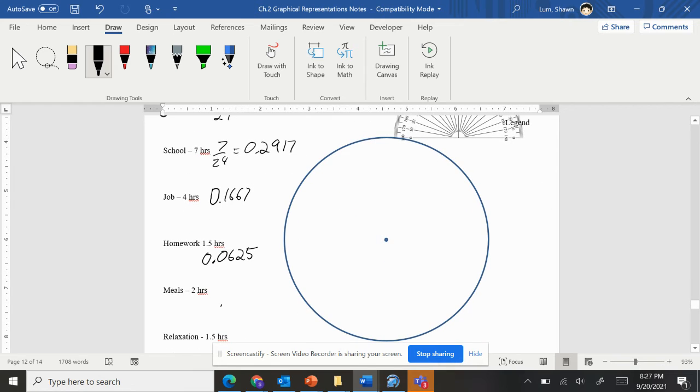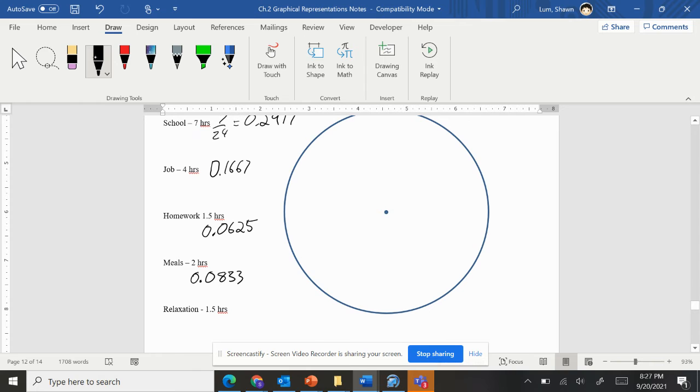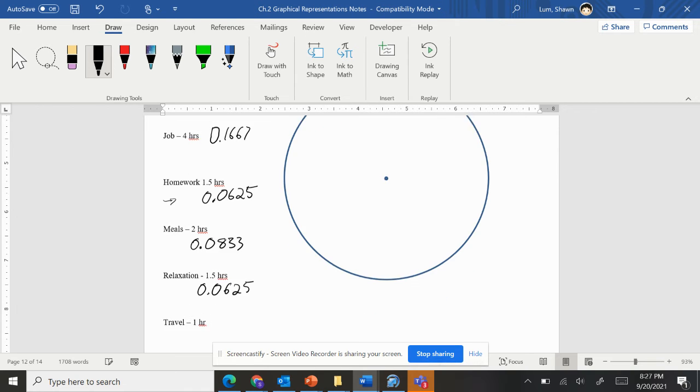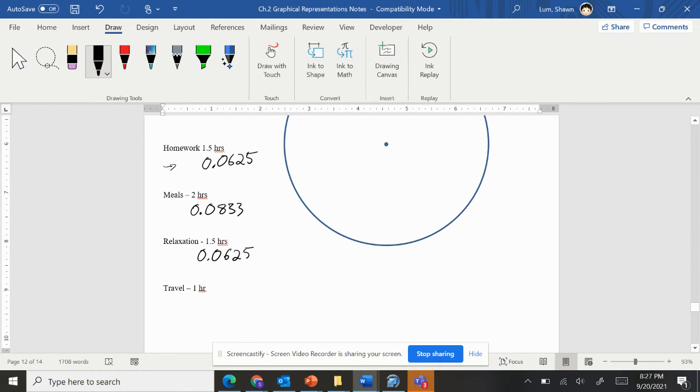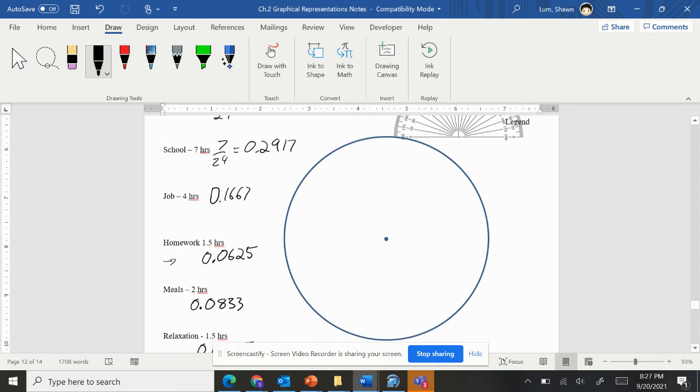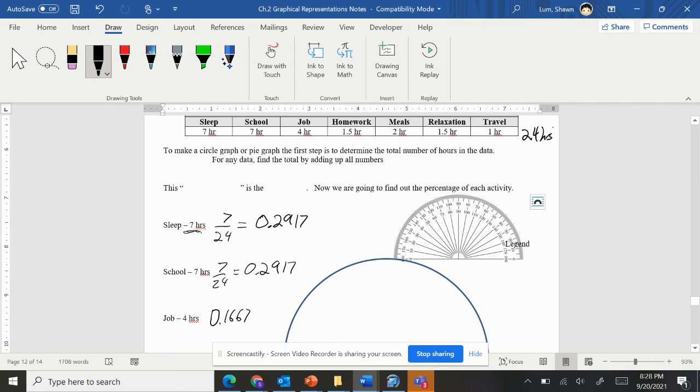Same thing for the next. 2 divided by 24 equals, and I get 8%, or 0.0833. And then I do the same thing for the next one, 1.5 divided by 24. I didn't even need to do that because it's the same number as this one, so 0.0625. And then we have 1 hour of travel. So 1 divided by 24 equals, and we get 4%, 0.04166.